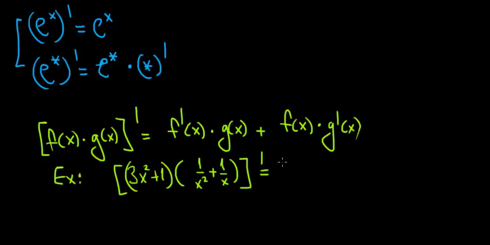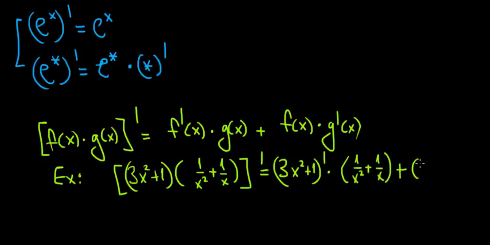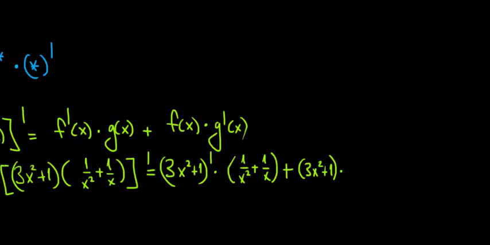Well, that's going to be the derivative of the first term, 3x squared plus 1, times the second term, 1 over x squared plus 1 over x, plus the first term, 3x squared plus 1, times the derivative of the second term, 1 over x squared plus 1 over x.